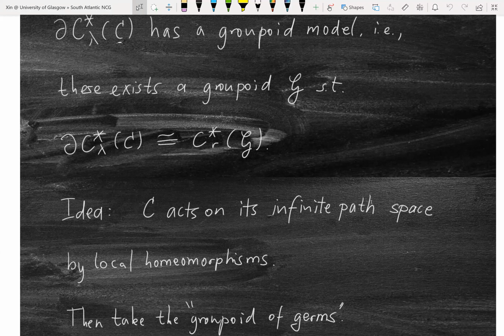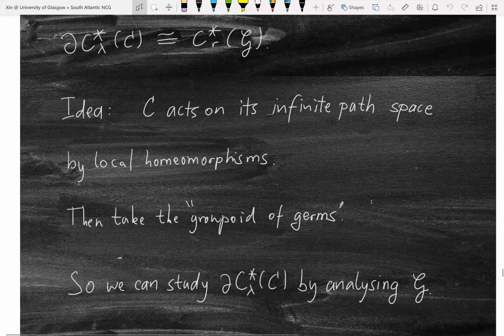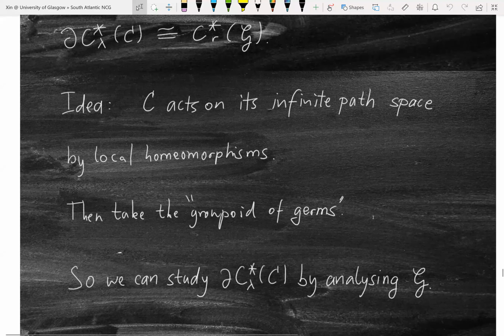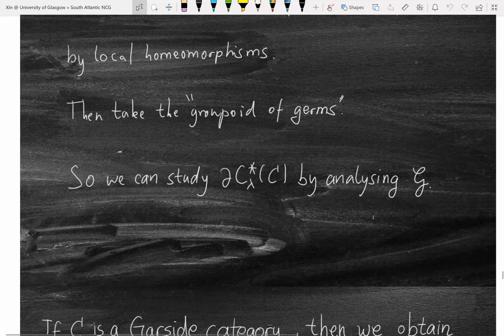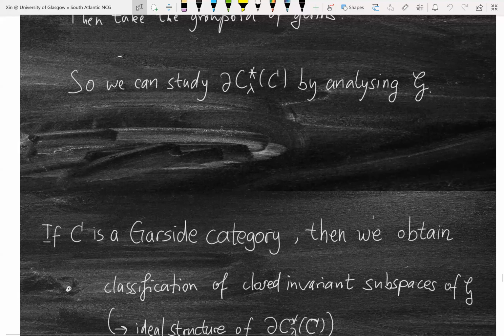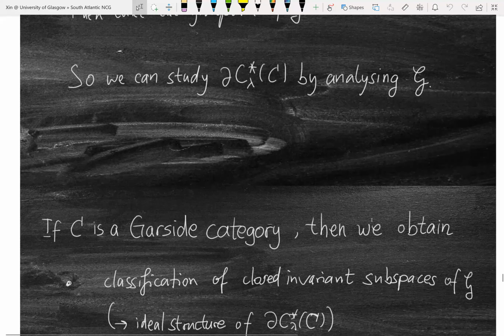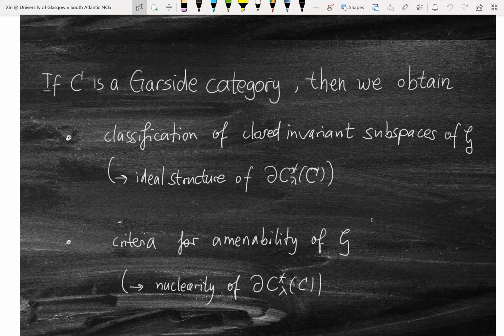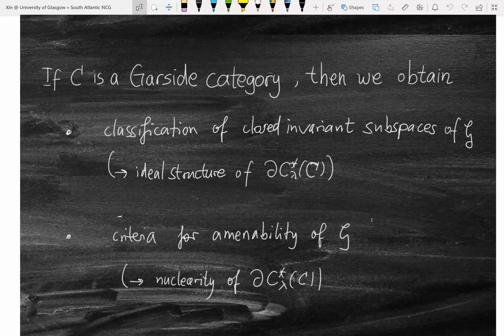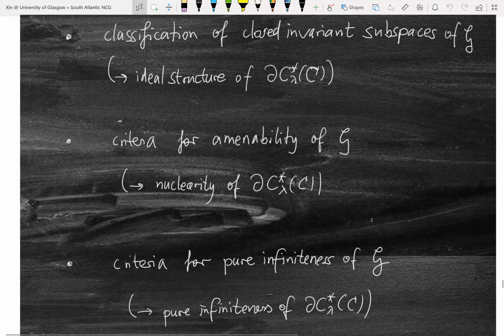And then the usual game, you can analyze the C-star algebra by analyzing the groupoid. And so for instance, using these Garside categories, you can, for example, classify the closed invariant subspaces of the groupoid. So this will give you a way to say something about ideal structures. You can study amenability, which will be related to nuclearity. There's also other structural properties like pure infiniteness you can study in this context.